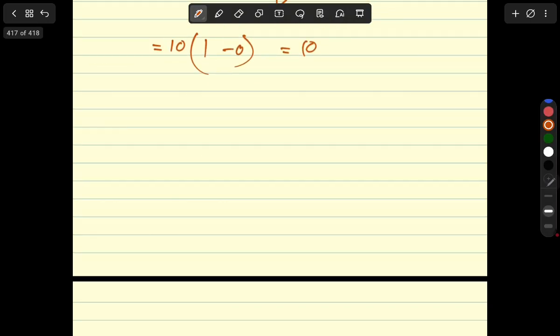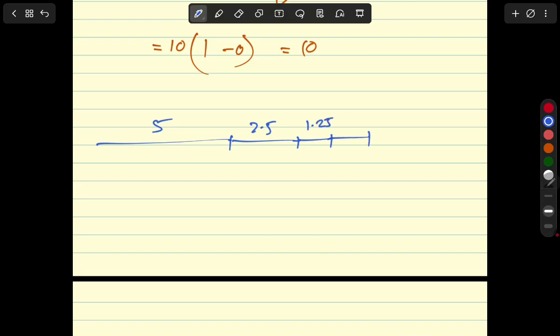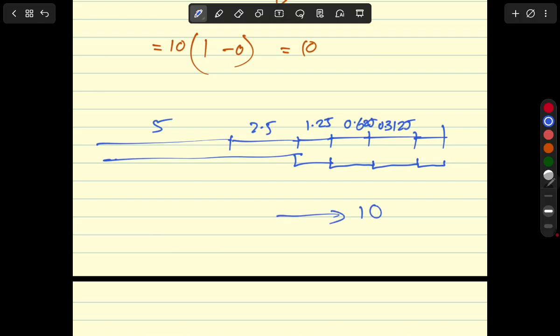Now let's do a physical demonstration of this. So let's say you first travel 5 units, then you travel 2.5 units, so a total is 7.5. Then you travel 1.25 units, then 0.625 units, and then 0.3125, and then even smaller. So this is 7.5, 8.75, 9.4 something, then 9.7 something. So you will get closer and closer and closer to 10, but you will not reach 10. You will only reach 10 when you have multiplied this an infinite number of times.